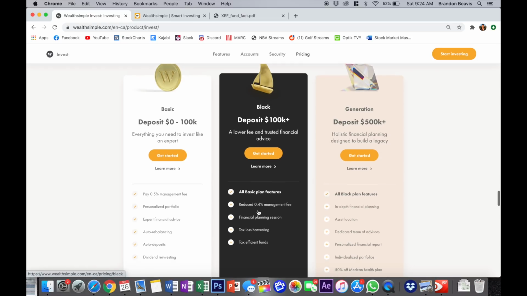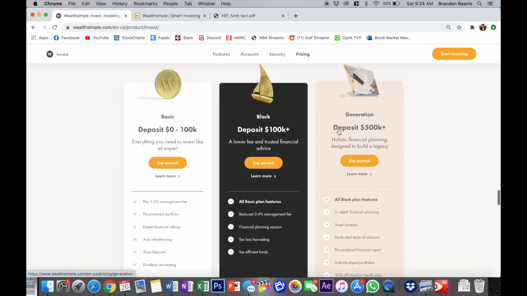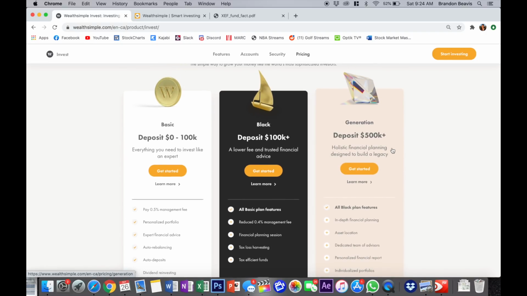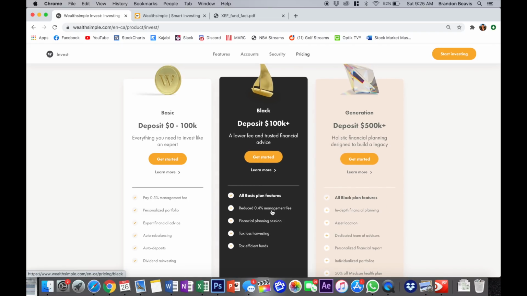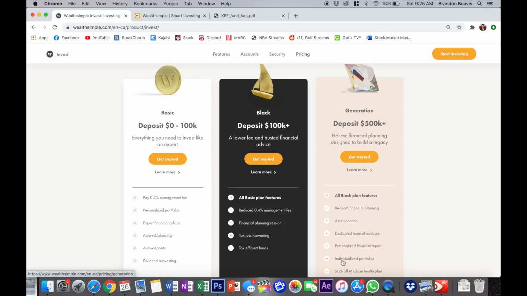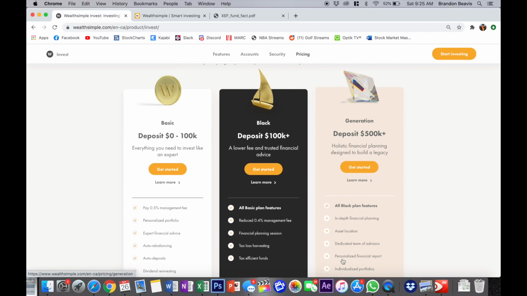And again, that's year after year after year. And then, of course, they have this Generation plan, which is actually a new addition. If you're coming in with over $500,000, it says here you're getting all the features in black, which is essentially the same reduced fee, but you do have a few extra perks. And we'll leave it at that for now.